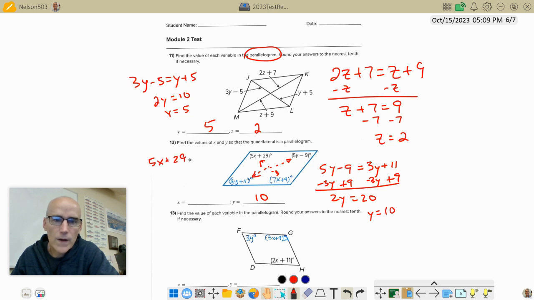And I do the same thing with the x's, and I get 10 again for the x's. So 5x plus 29 equals 7x plus 9. If I subtract 5x from both sides, subtract 9 from both sides, divide by 2, I get 10 for x. All right.